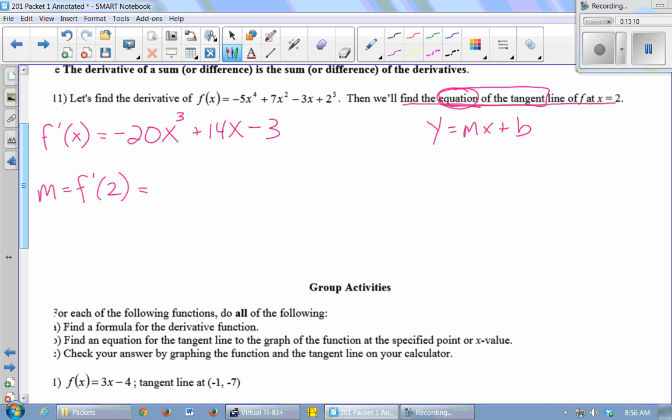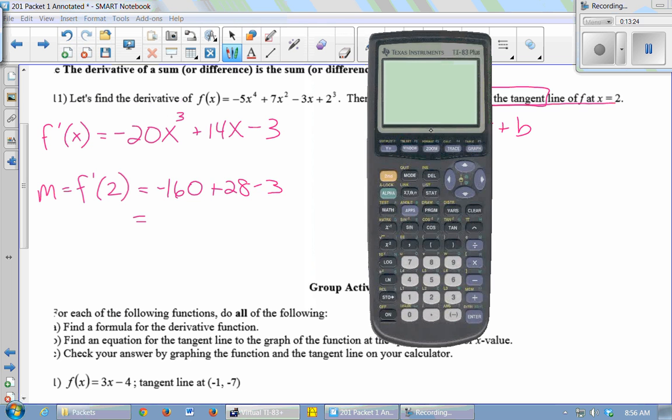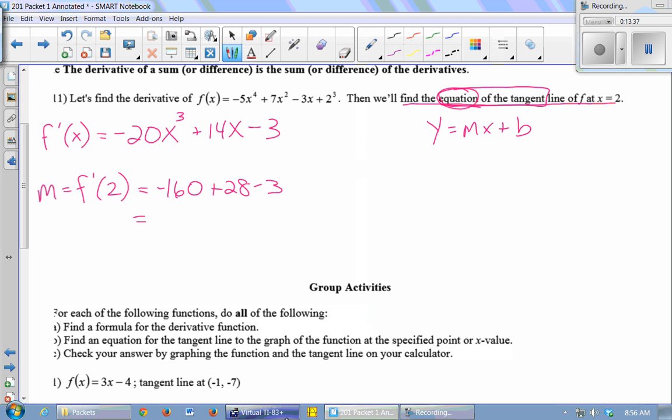So 2 cubed is 8 times negative 20 is negative 160. 14 times 2 is 28 minus 3. I don't think I can do this in my head. Negative 160 plus 28 minus 3. Negative 135. Okay, so now I come back to the equation of the line. Now I know the slope. y equals negative 135x plus b, the y-intercept of the line.